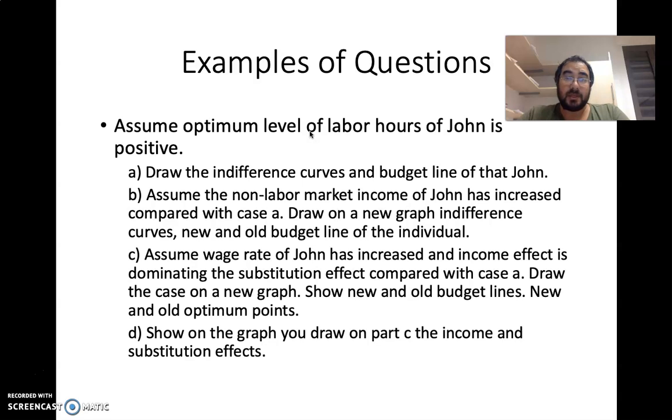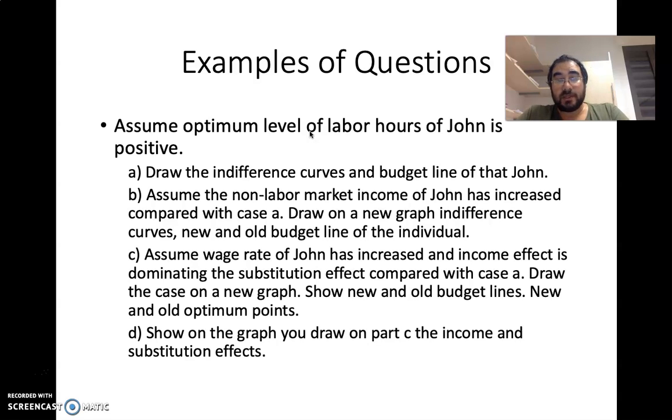Assume the non-labor market income of John has increased compared with case A. Draw a new graph with indifference curves, and the new and old budget line of the individual, which is in this case John.